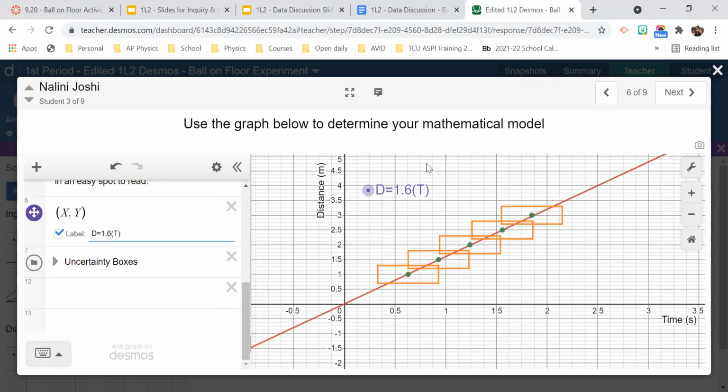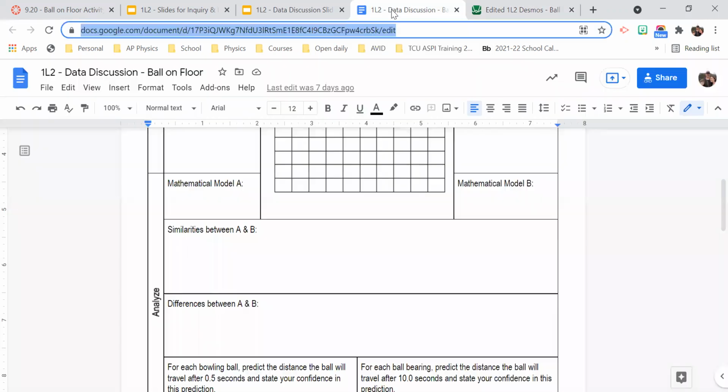So with this information, you can write this on your data discussion for A and B. Because you had different heights, you should have different A values. That's what y'all are going to figure out, what they mean.